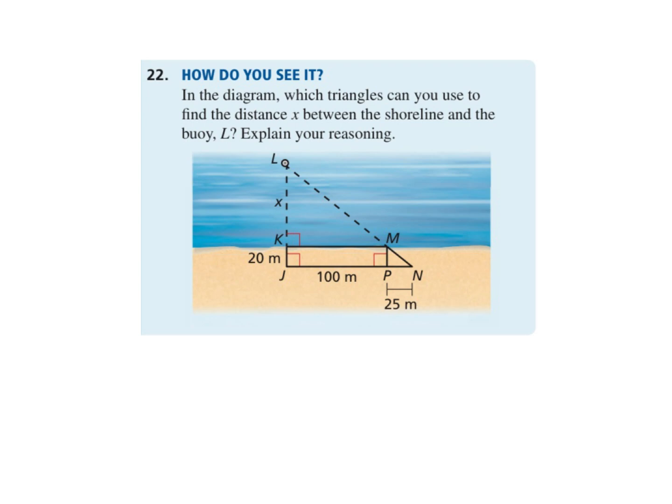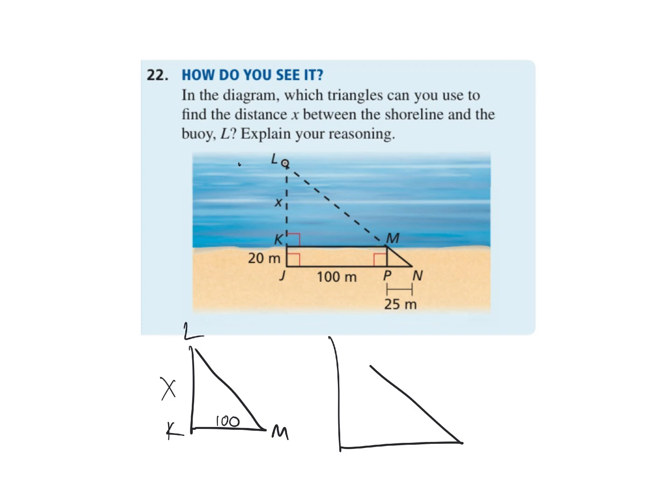So let me draw these separately. So this is in the water. We have X, K, and M, and L is up here. And this is 100 meters. And then we have the bigger one, L, J, and N. And 25 and 100 make 125. And this is 20 plus x, or x plus 20 here.